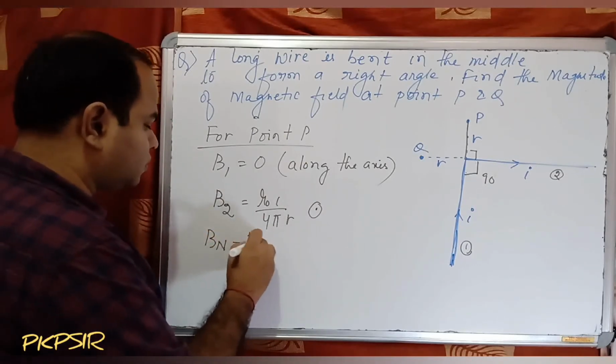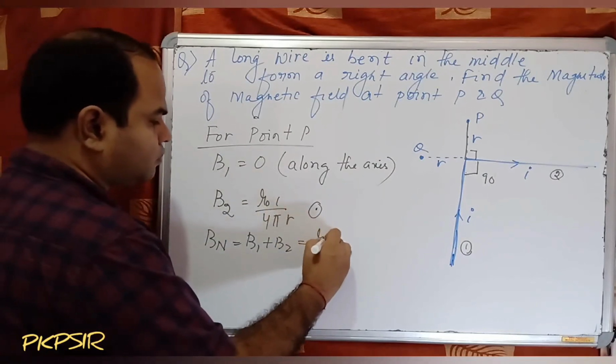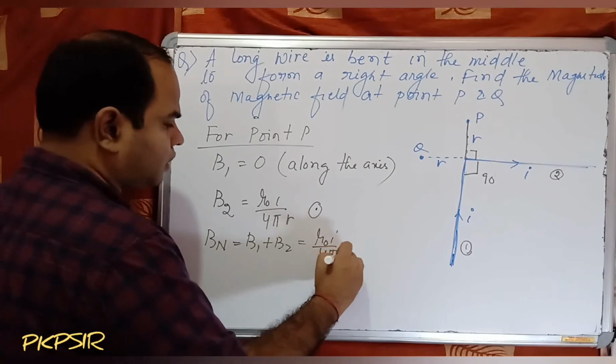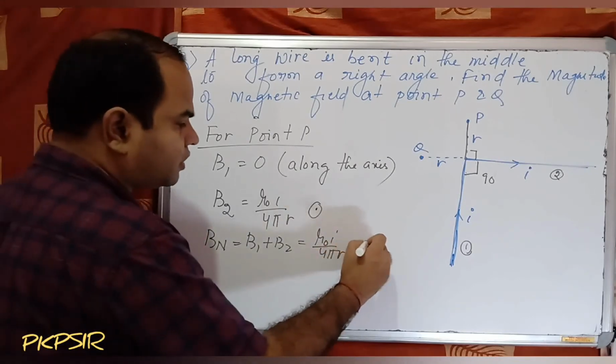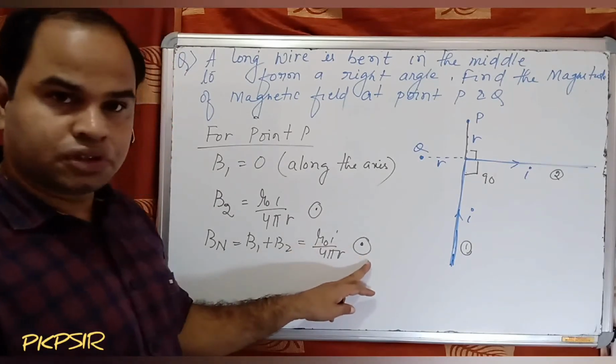So at point P, what will the net magnetic field be? B net is equal to B1 plus B2. B1 is 0, B2 is how much? That is mu naught I by 4 pi r. What is the direction of the net magnetic field? It is the outward direction. Okay?